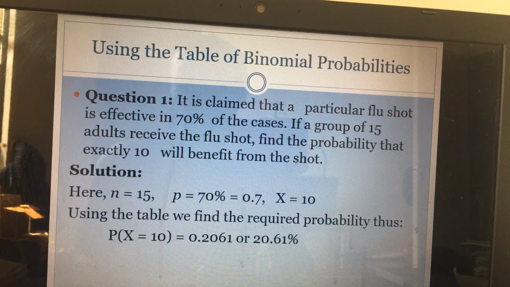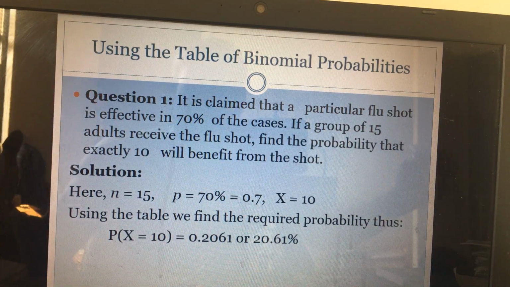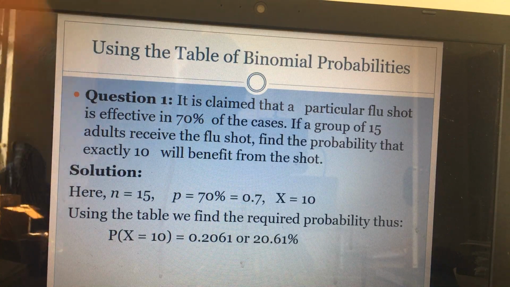Okay? You see how it makes it easy. This table makes it easy. Instead of writing n combination x times p to the power x times q to the power n minus x and doing all that math, you can go right straight to the table and get your answer. I'm sure you are enjoying it now.